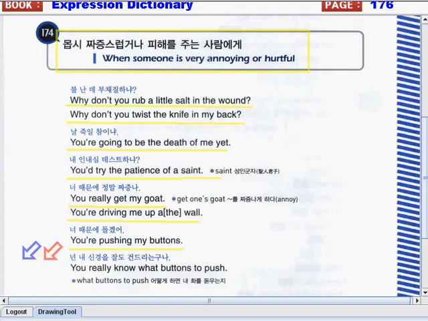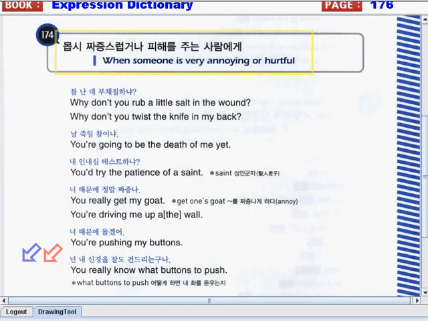You're pushing my buttons. You really know what buttons to push. And this only means to irritate someone. So again, these are expressions used when someone is very annoying or hurtful.